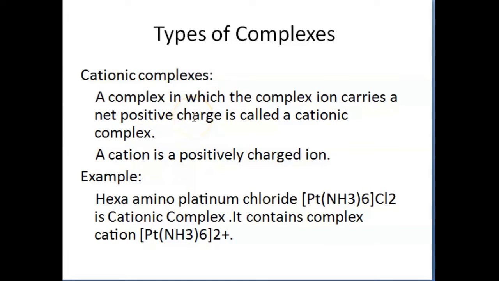That means a complex in which the complex ion carries a net positive charge, which we call a cationic complex. A cation is nothing but a positively charged ion. For example, hexaammineplatinum chloride is a cationic complex which contains the complex cation [Pt(NH3)6]2+. So this becomes the cationic part of the complex.